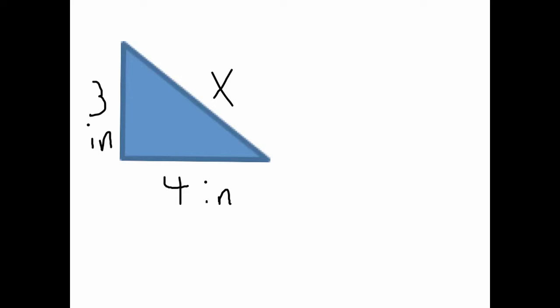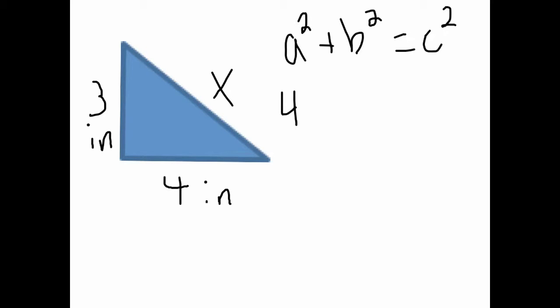Alright, so I have this triangle. The legs are 3 inches and 4 inches respectively, and I want to solve for the hypotenuse, which is x. All I'm going to do is recall the Pythagorean theorem. A squared plus B squared equals C squared. And I'm just going to plug it in. So I have 4 squared plus 3 squared equals C squared. Now, you have to keep the exponents. The exponents are absolutely essential. Let's go ahead and solve this out.